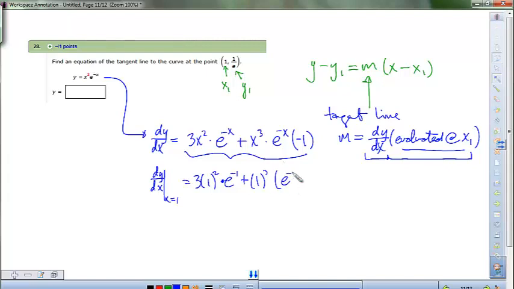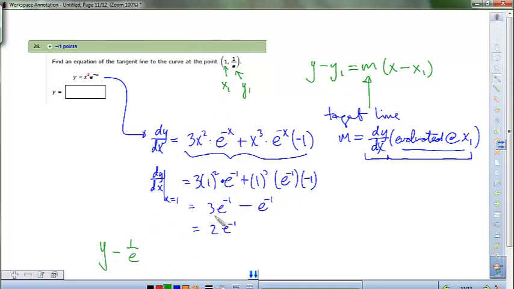e to the negative 1 times negative 1. So let's see, this becomes 3 e to the negative 1. The negative sign here will be a minus. This is just e to the negative 1. So let's just say 2 e to the negative 1. So that's your derivative. Now let's put it into the equation y minus y1.